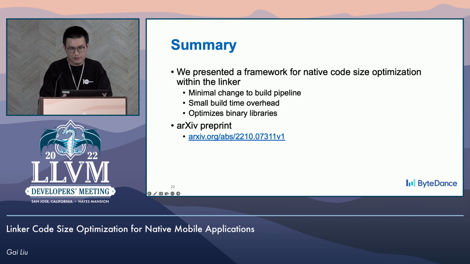So in summary, we introduced a framework for native code size optimization within the linker. It requires minimal changes to the build pipeline and has little build time overhead. In addition, our framework can optimize binary libraries as well. We do have a write-up on this with more details that is available on arXiv here, so you are more than welcome to take a look, and I'm happy to chat about it offline.